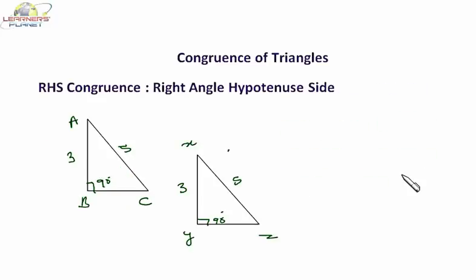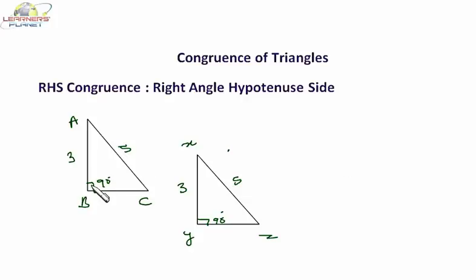Now let's discuss RHS congruence, that is right angle hypotenuse side. Two right angle triangles are congruent if the hypotenuse and one side of one triangle are respectively equal to the hypotenuse and one side of the other triangle.